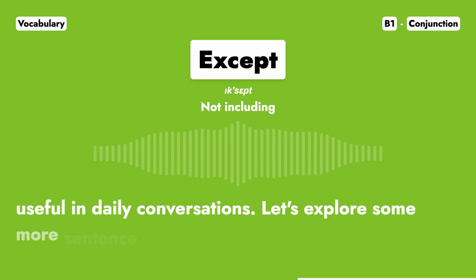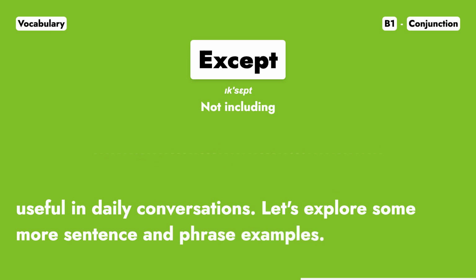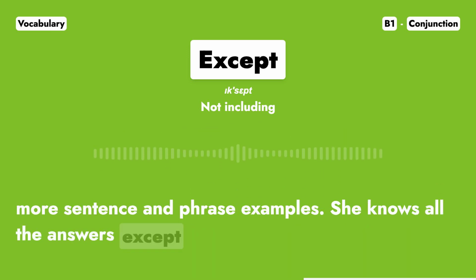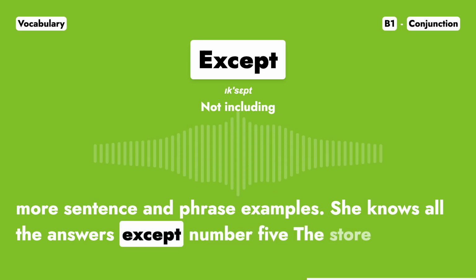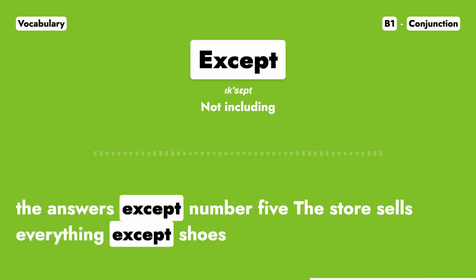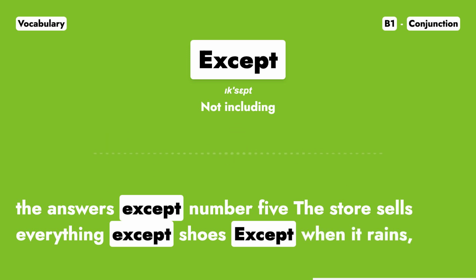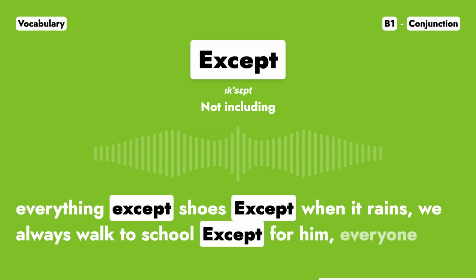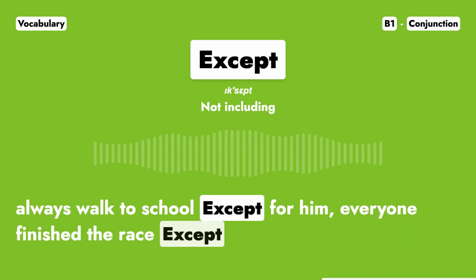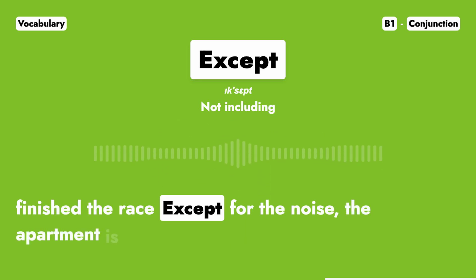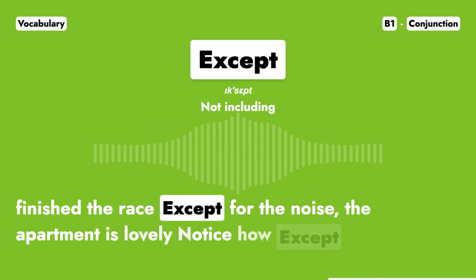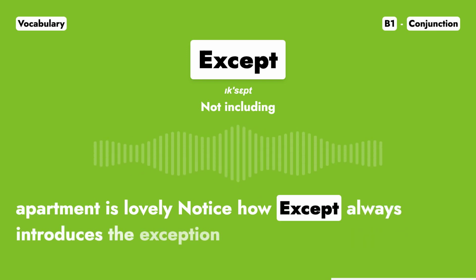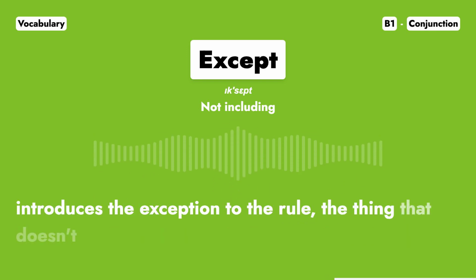Let's explore some more sentence and phrase examples. She knows all the answers except number 5. The store sells everything except shoes. Except when it rains, we always walk to school. Except for him, everyone finished the race. Except for the noise, the apartment is lovely. Notice how except always introduces the exception to the rule, the thing that doesn't fit in.